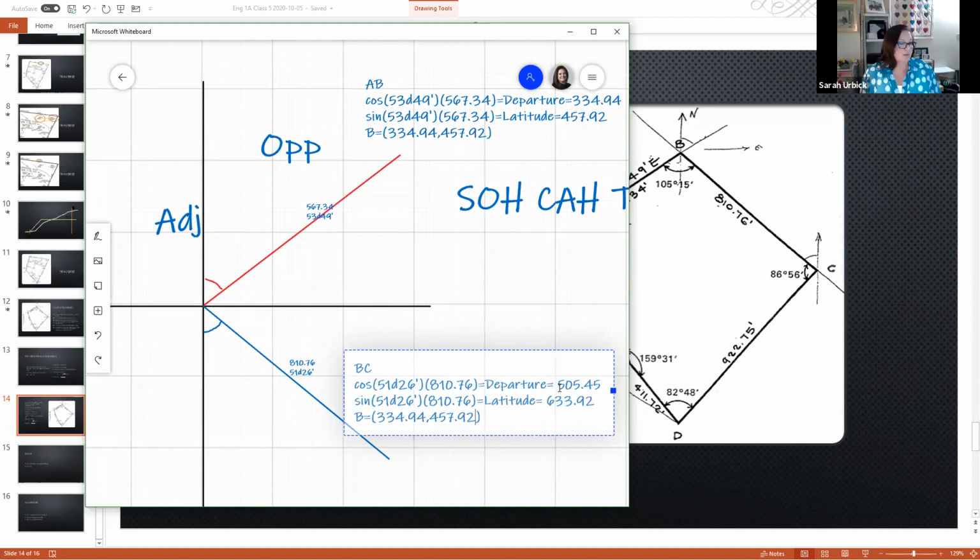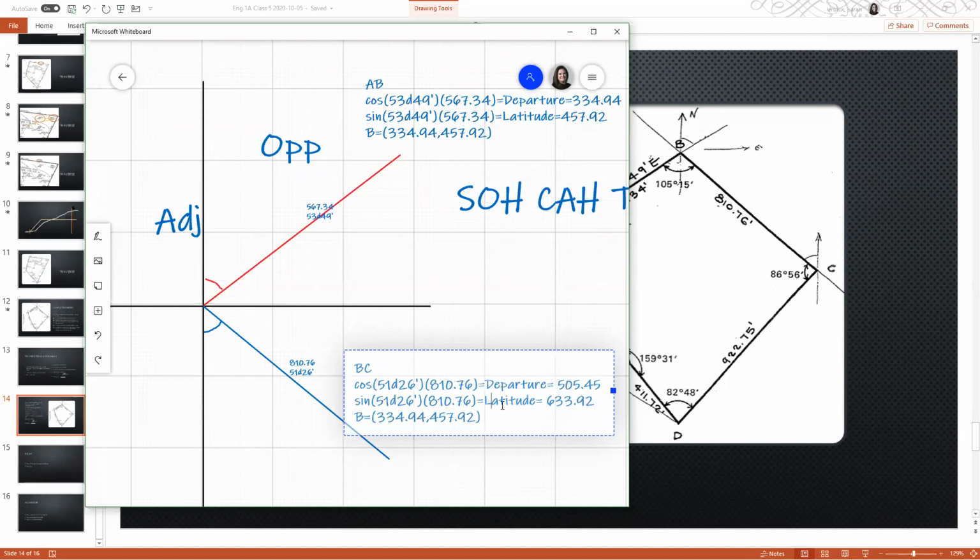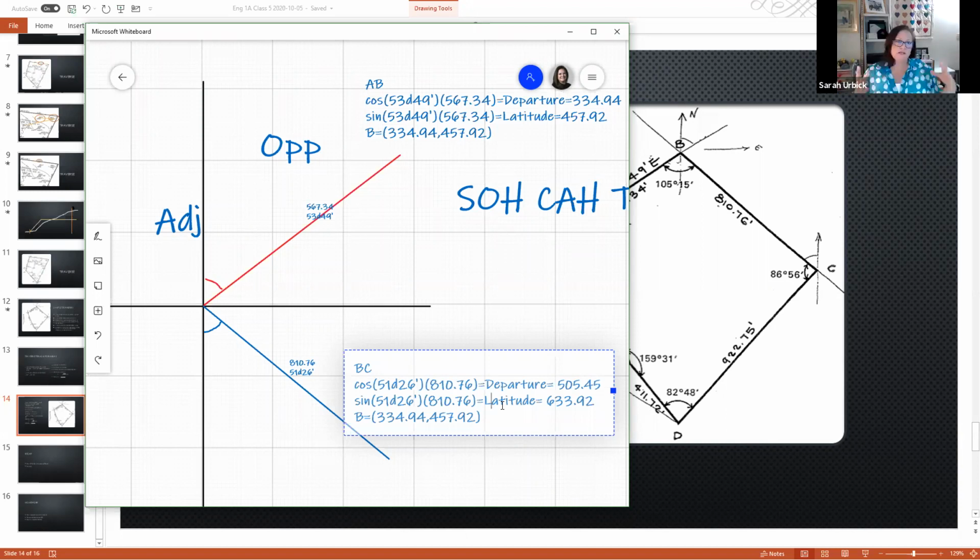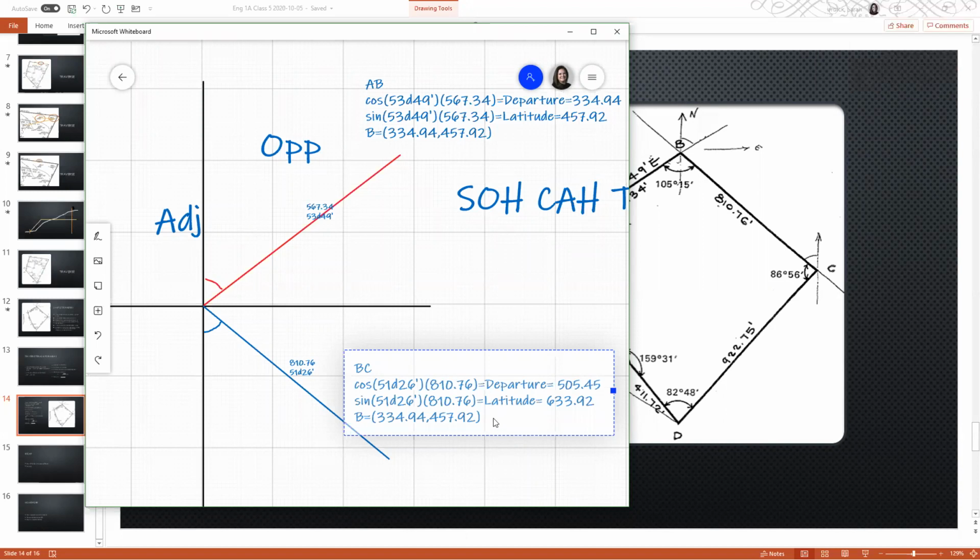All right. So these were our coordinates at B: 334.94, 457.92. What we just found, our departure and our latitude, are magnitudes of values. They're not the actual coordinates. Now we have to convert them to something we can use. Okay? This is important information. We're really killing two birds with one stone on this. So please ask questions. We'll back up, we'll cover anything else we need to. Okay?